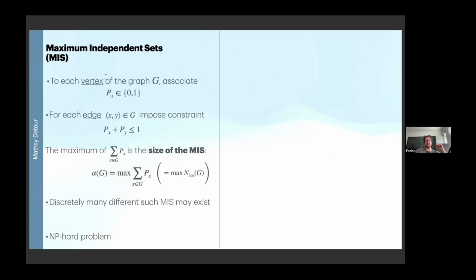To each vertex, you associate either 0 or 1, white or blue. And then for each edge, you impose that their sum cannot be bigger or equal than 1, because I cannot have blue near a blue, meaning I cannot have 1 plus 1. I can have 1 plus 0, 0 plus 1, or 0 plus 0. And then, out of all these possible configurations, I want to maximize the number of blues. I want to maximize the number of ones. So I want to maximize this linear function, meaning I want to maximize the number of isolated vertices.